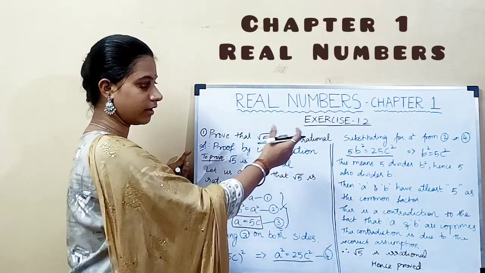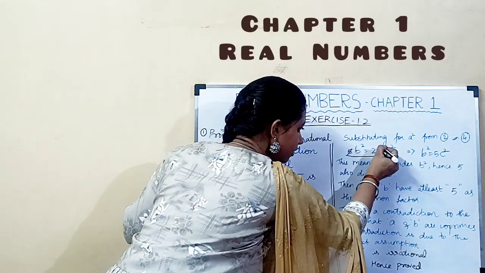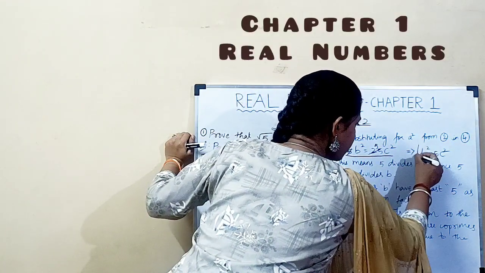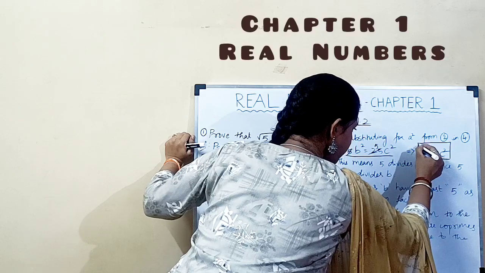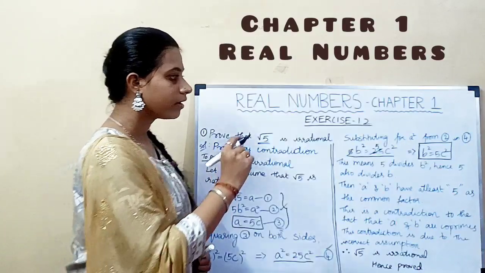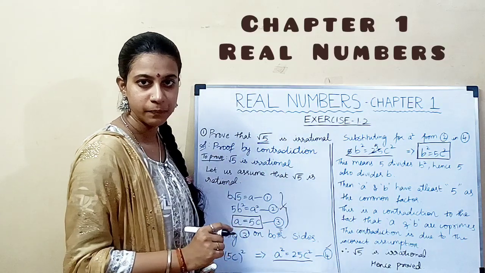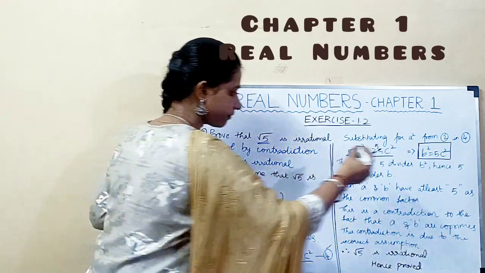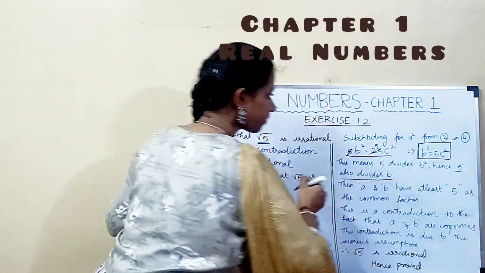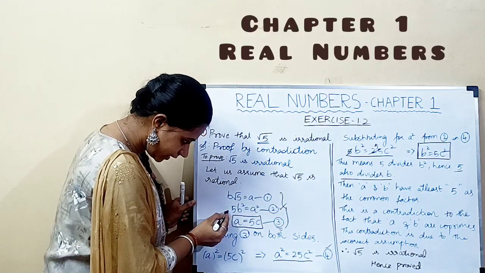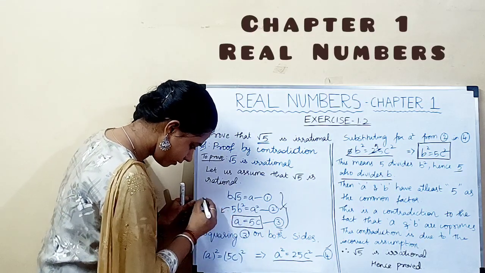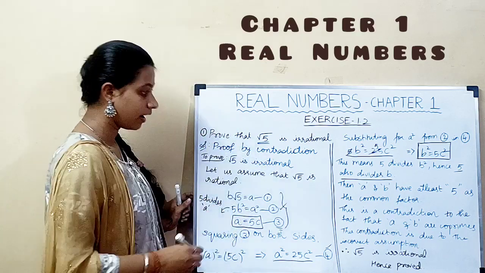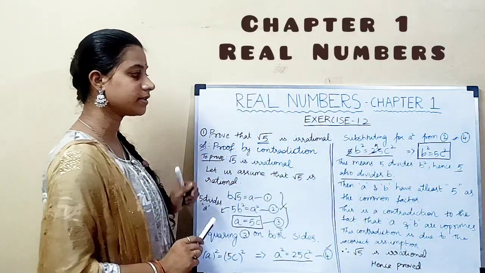Here 5 is common on both sides, so we can cancel, like 5 into 5, 25. So b square is equal to 5c square. Now from this condition we can say that 5 divides b square. Then by the theorem we can also say that 5 divides b. So see, from this equation we can say that 5 divides a, and from this equation we can say that 5 divides b.